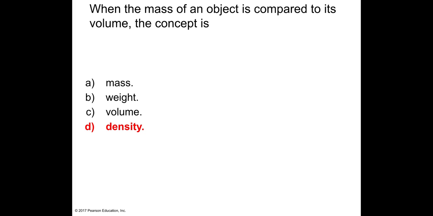So when we say 1 kilogram of iron and 1 kilogram of cotton, which one weighs more, or which one has more mass? The answer is they all have the same mass. But if you compare the mass of the iron to its volume and the mass of the cotton to its volume, you realize that the cotton occupies more volume than the iron. That's why the iron is more dense than cotton.